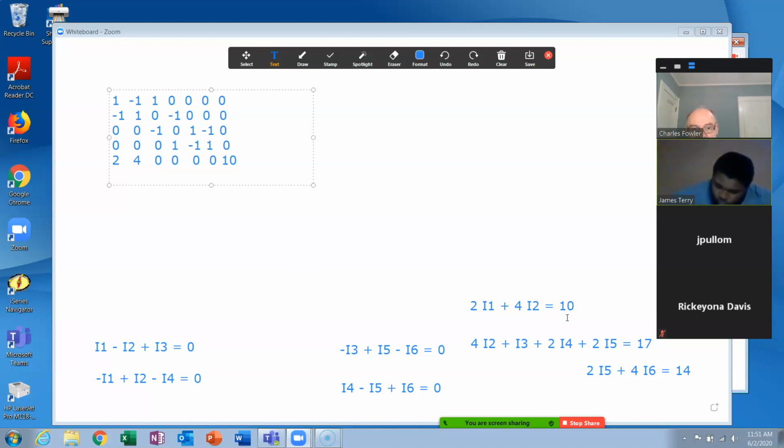Okay? For the second loop, that's this one. A 0 for I1, space, space, space. 4 for I2, space, space, space. 1 for I3, space, space. 2 for I4, space, space, space. 2 for I5, space, space. 0 for I6, space, 17.